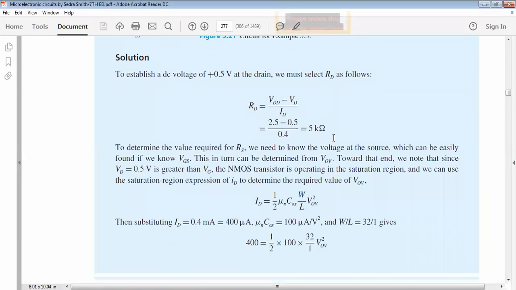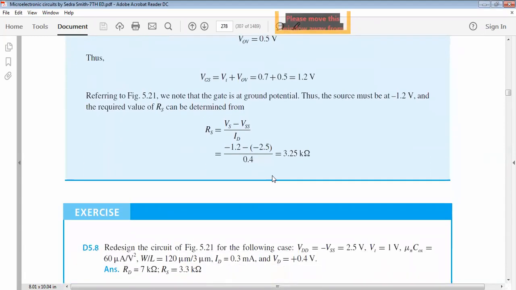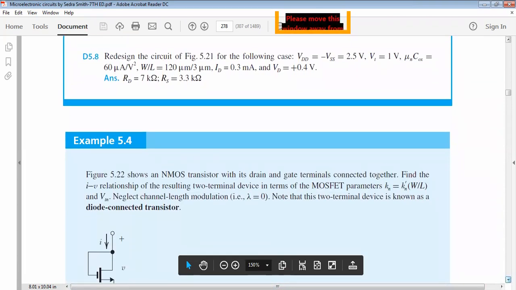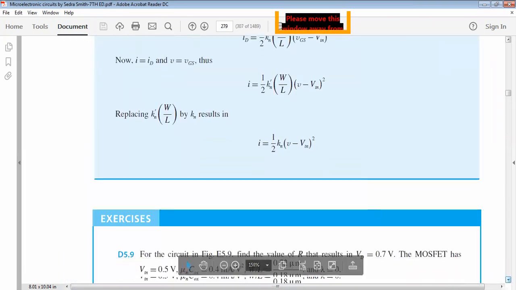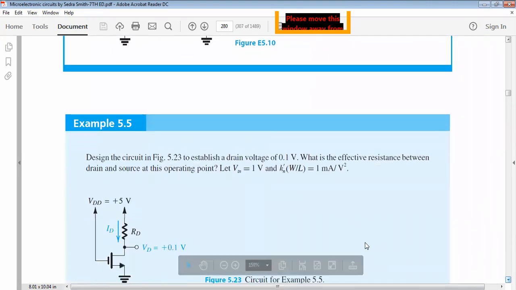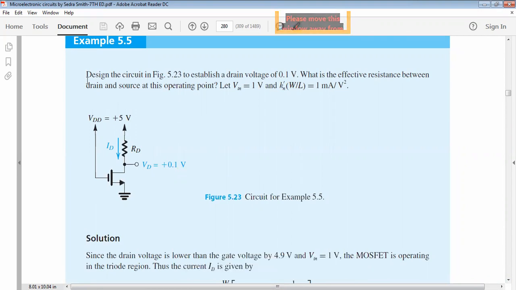The next problem is... Okay, come to the second problem here. Second problem here: design the circuit shown in figure 5.23 to establish a drain voltage of 0.1 volt.